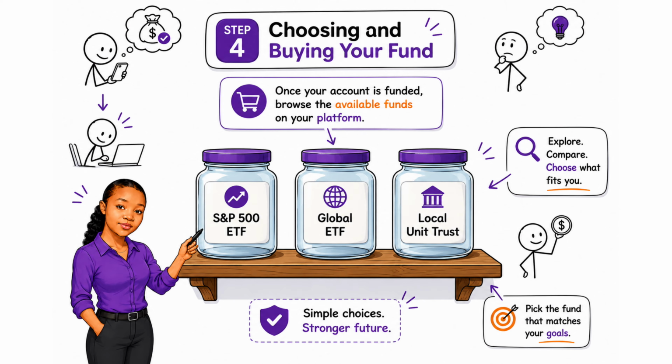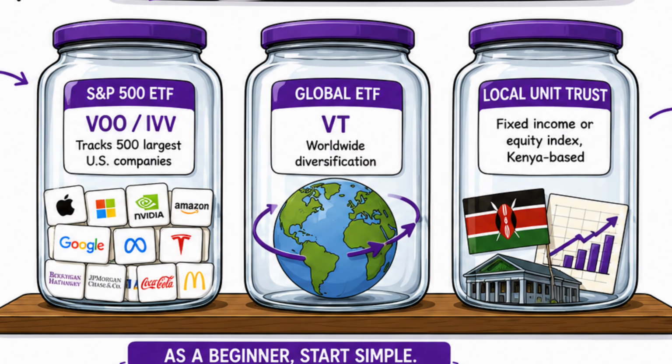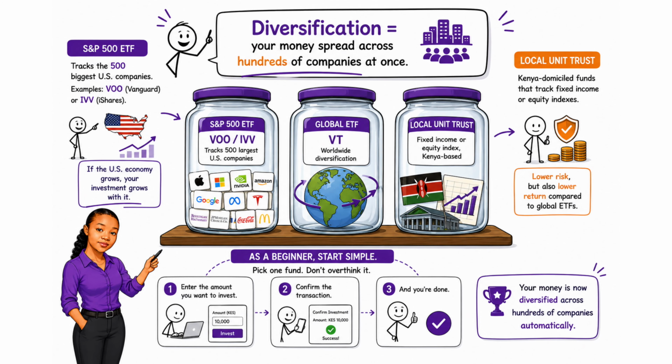Step 4. Choosing and buying your fund. Once your account is funded, browse the available funds on your platform. You'll see options like these. The S&P 500 ETF tracks the 500 biggest U.S. companies. Examples are VOO from Vanguard or IVV from iShares. If the U.S. economy grows, your investment grows with it. A global or total market ETF gives you exposure to companies worldwide, not just the U.S. The Vanguard Total World Stock ETF, ticker VT, is a popular one.